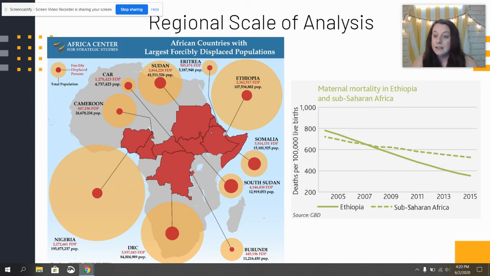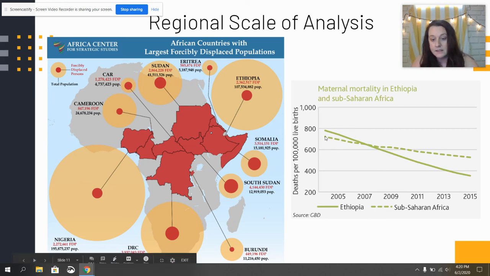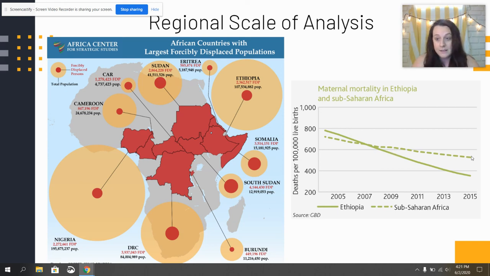Now, I can compare that national rate of maternal mortality to a regional rate of maternal mortality. So the rate for all of sub-Saharan Africa, this is all of the countries that are south of the Sahara Desert, you can see it started a little lower than Ethiopia's in 2005, probably around the high 700s. And it has also been decreasing over time, but it still remains much higher than that in Ethiopia itself.